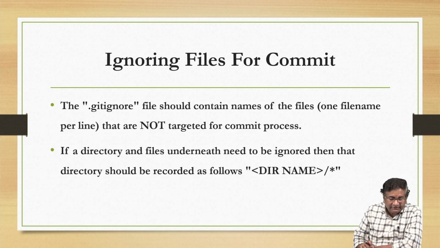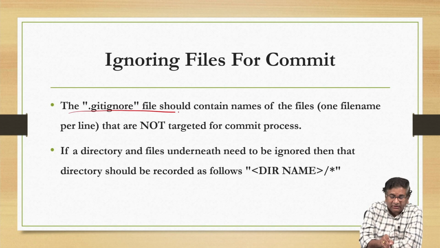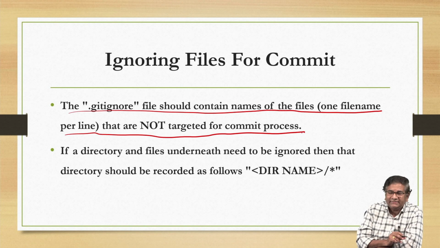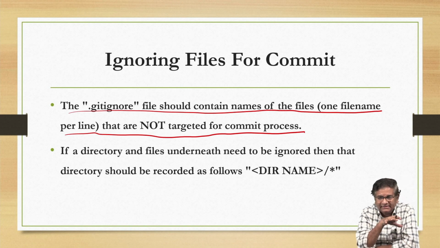Now how to ignore files from commit? The .gitignore file should contain names of the files, one file per line, that are not targeted for the commit process. So let's say, like I said, there are 5 files, 4 have to be committed, versioned, 1 doesn't need to be. In that case, whatever file doesn't need to be versioned, you type the name of the file in that .gitignore file, right? So just type one file name per line.